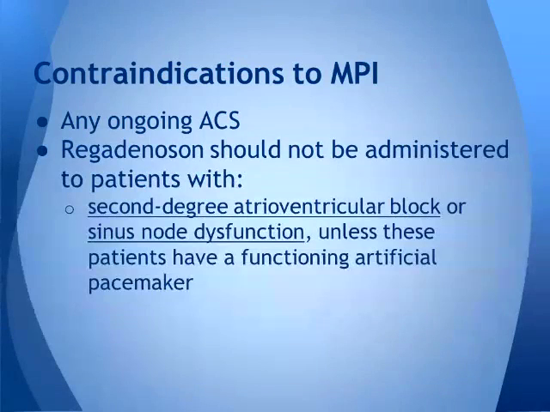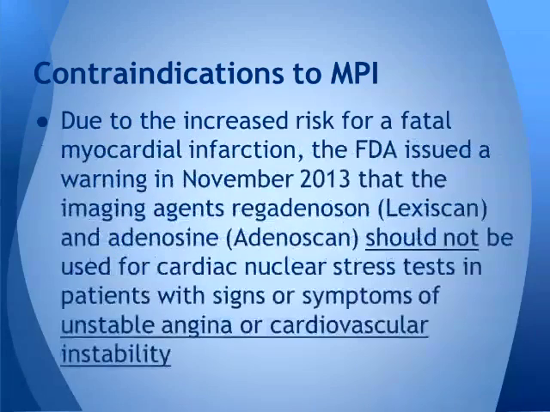So contraindications to MPI: any ongoing acute coronary syndrome. Regadenoson should not be administered to patients with second degree AV block. This is important here because this is what we use, regadenoson or Lexiscan. It should not be administered to patients with a second degree AV block or sinus node dysfunction unless these patients have a functioning pacemaker. So keep that in mind. Additionally, due to the increased risk for fatal myocardial infarction, the FDA issued a warning in November 2013 that regadenoson and adenosine should not be used for cardiac stress testing in patients with signs or symptoms of unstable angina or cardiovascular instability. I think I beat that to death.